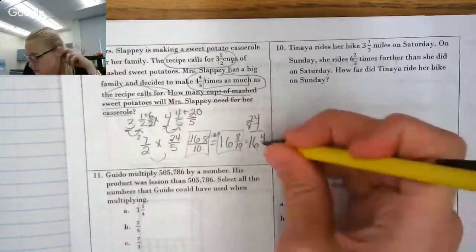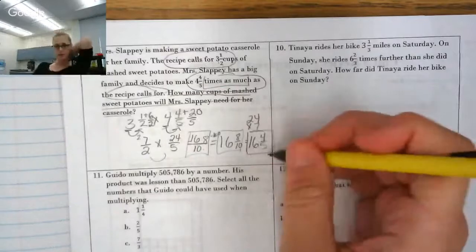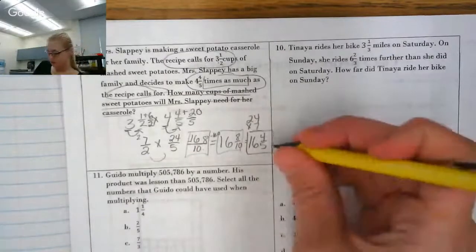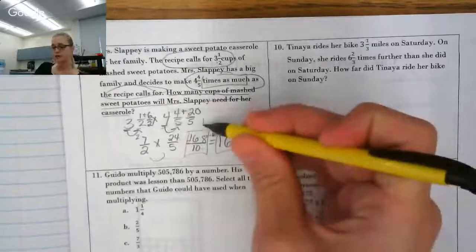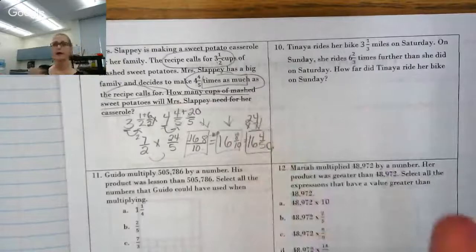So in order to make the recipe for her large family, she's going to need 16 4/5 what? What's our unit of measurement again? Good, cups. 16 4/5 cups. So 3 possible answers. All 3 of these have equivalent value. But again, you don't know the way it's going to be represented.